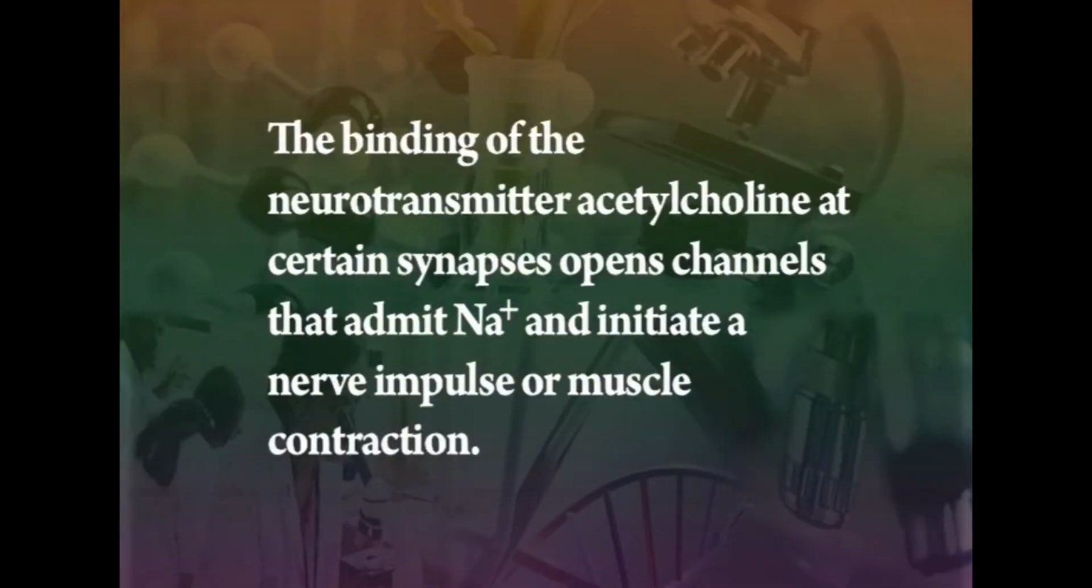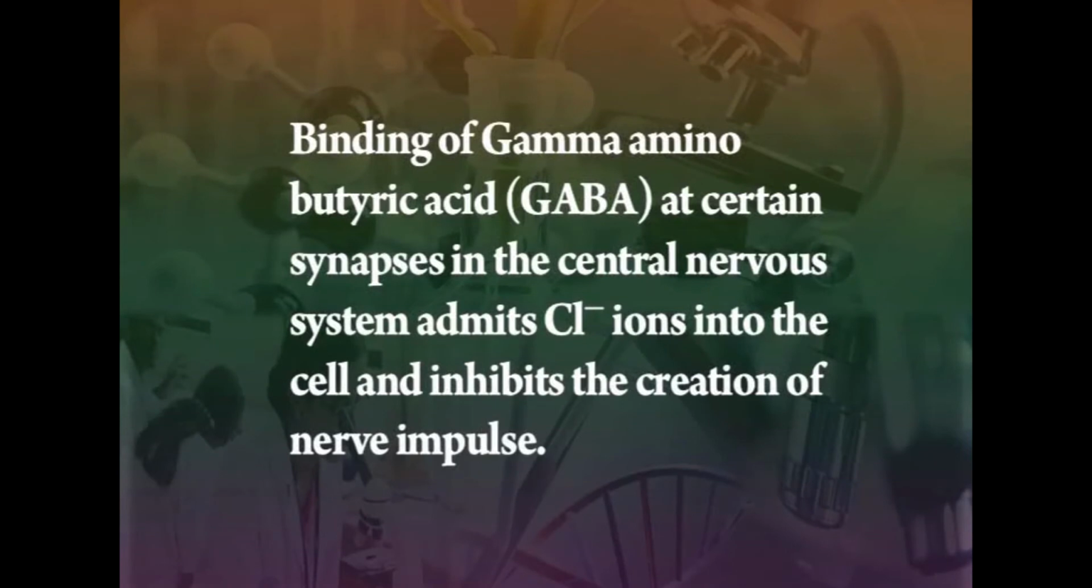Examples: the binding of the neurotransmitter acetylcholine at certain synapses opens channels that admit sodium and initiate a nerve impulse or muscle contraction. Now, second example, binding of gamma aminobutyric acid, in short called GABA, at certain synapses in the central nervous system admits chloride ions into the cell and inhibits the creation of a nerve impulse. Both of them go in opposite directions. One initiates the nerve impulse, the second one inhibits the creation of a nerve impulse.